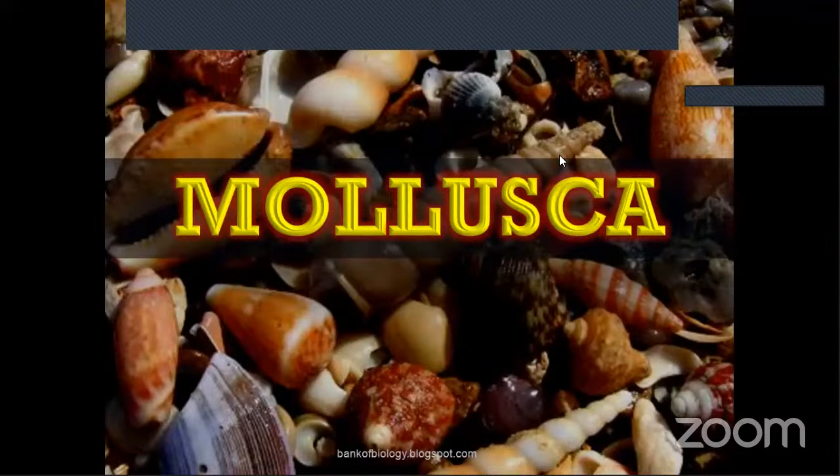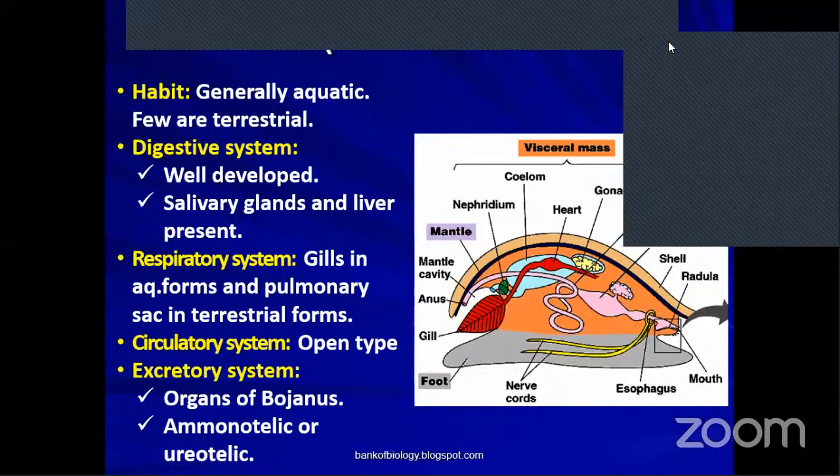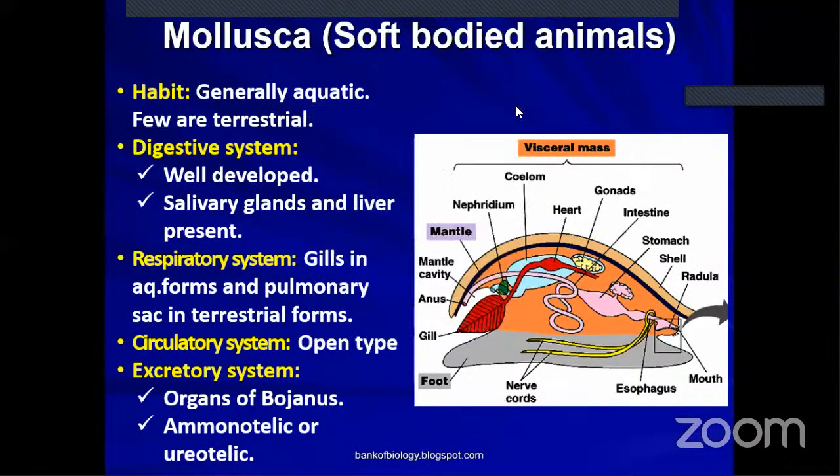Done. So we go to the next one, Mollusca. Mollusk means soft-bodied organism. Here, they are generally aquatic. So they live in water. Vast majority of them are aquatic. A very few of them are terrestrial.